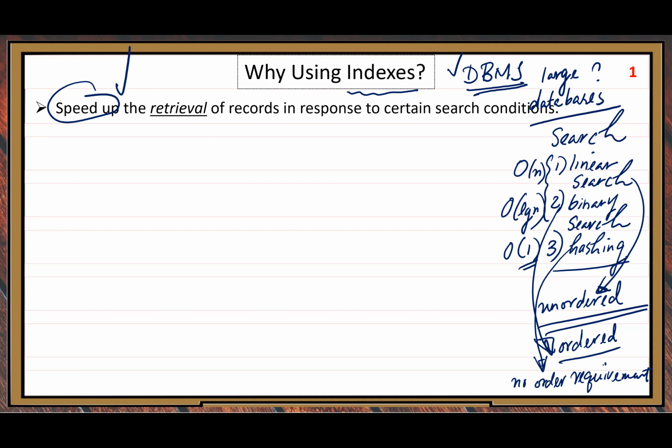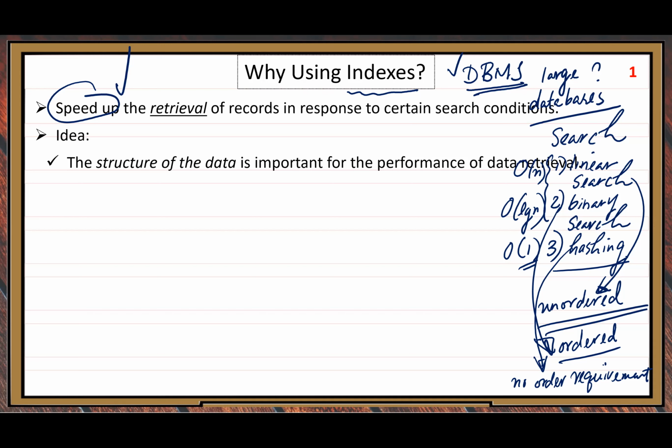In our indexing technique discussion, we need to use this background, so I review a little bit here. So let's start. The structure of the data is important for the performance of data retrieval. What is the structure of the data? The way you arrange your data. You have freedom.